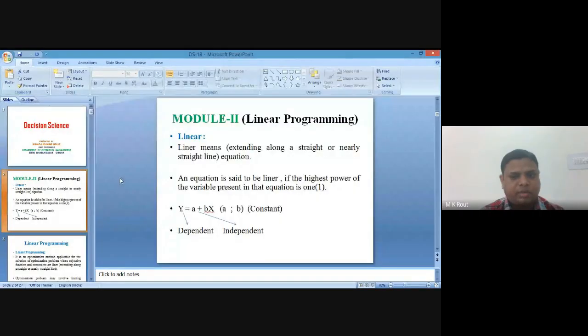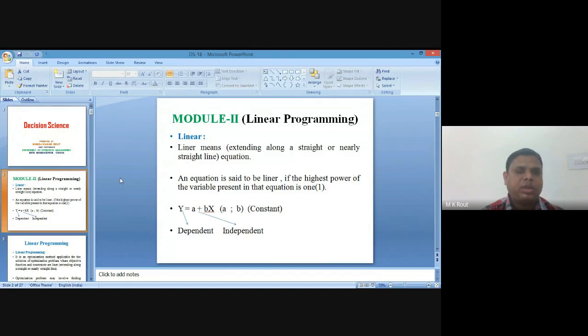An equation is said to be linear if the highest power of variable present in that equation is 1. So for example, we have y equals to a plus bx. Here y is known as the dependent variable and a plus bx is known as the independent variable, where a and b are constant. I repeat, y equals to a plus bx.